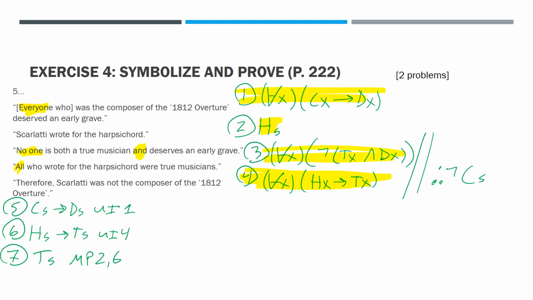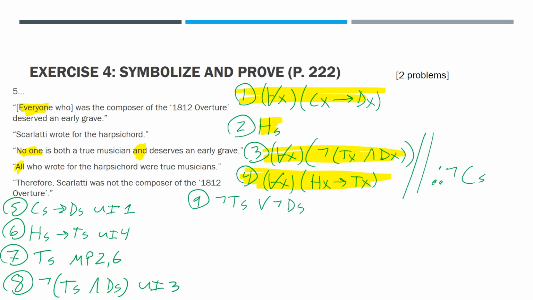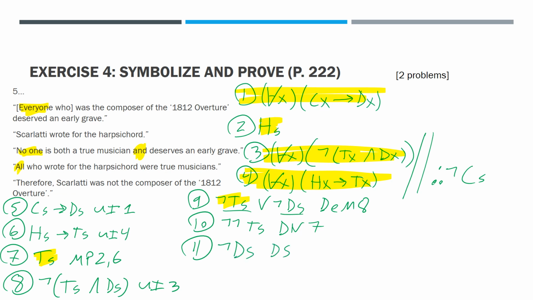Now we can instantiate line 3. So for 8, we can get not parentheses, TS and DS, universal instantiation, line 3. Let's apply De Morgan. So for 9, we can get not TS or not DS, De Morgan 8. Let's see. Well, notice line 7, we have TS, that contradicts not TS. Let's double negate. For 10, we can get not TS, double negation 7. So that's not the case, so that must be the case by our disjunctive syllogism.